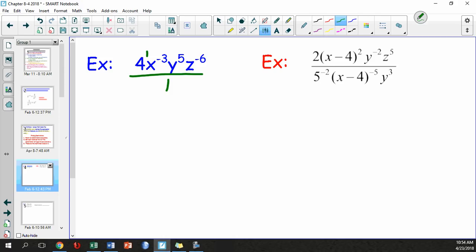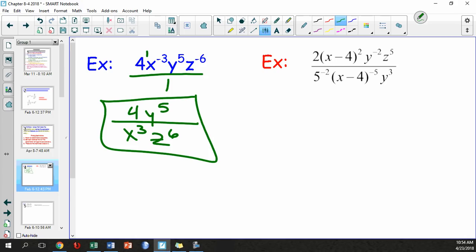Okay. Should the 4 to the first stay or go? Stays. Should the x to the negative 3 stay or go? It goes to the bottom and becomes positive x cubed. Does the y to the 5th stay where it's at or go to the bottom? It stays. And does the z to the negative 6 stay or go? It goes to the bottom. This is an example of getting rid of negative exponents, just making sure that you all are on the same page as me. Next one.